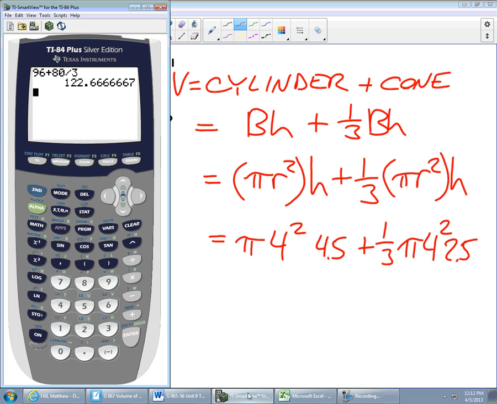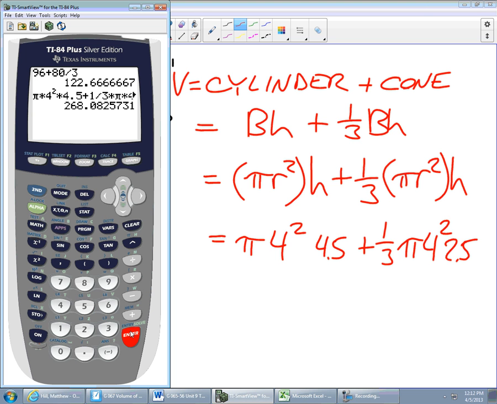It's calculator time. We've got pi times radius squared times 4.5. That'll be added to 1/3 pi radius squared height. Okay, that's a bunch of junk in there.